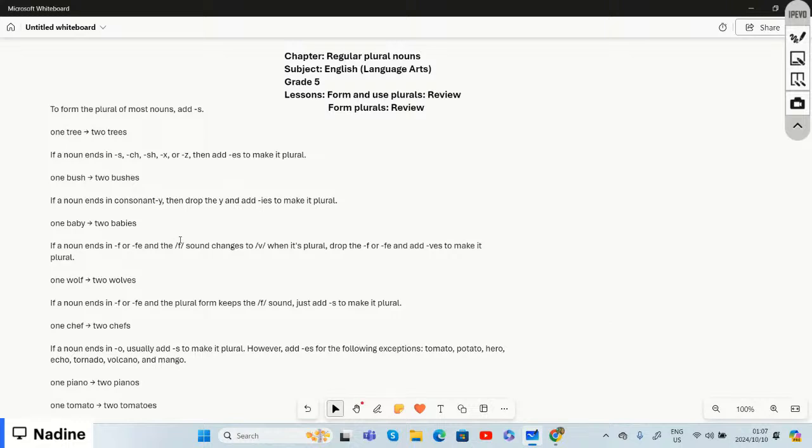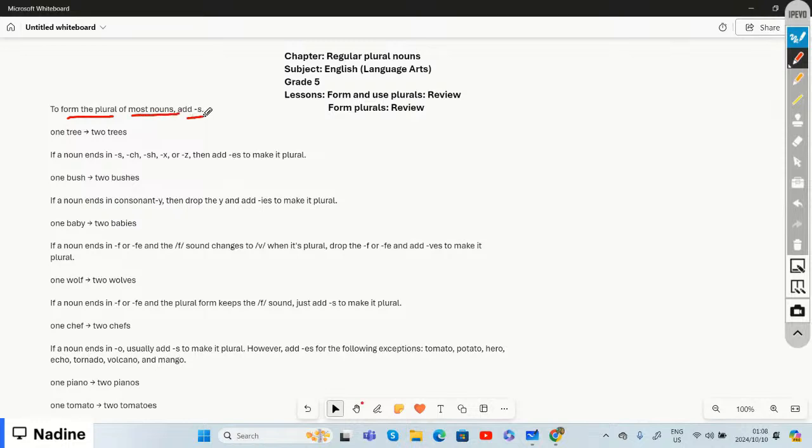So now the first one, if we were to form the plurals, right? Any general plural. So to form plurals of a noun, for most of the nouns we just add an S to the word to show the plural form of the word.